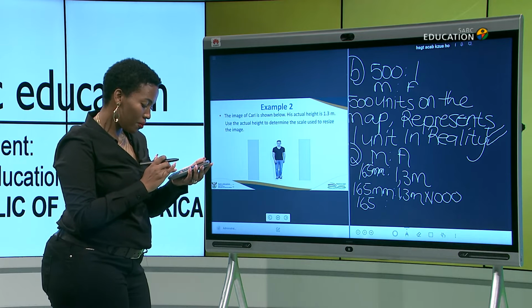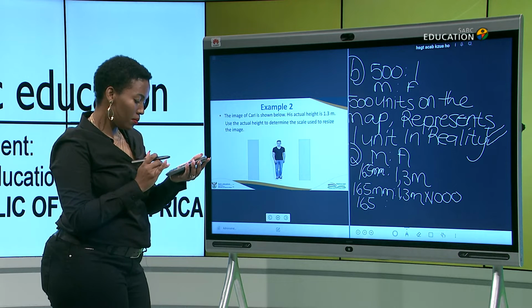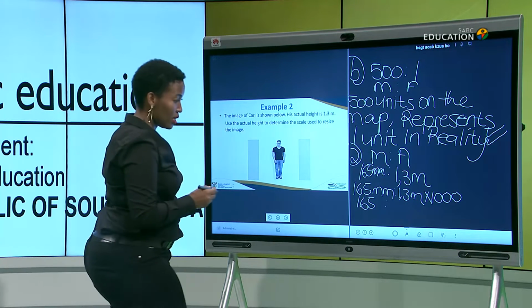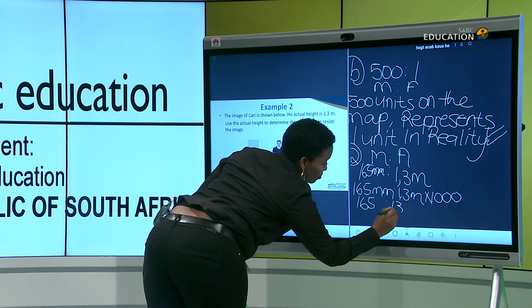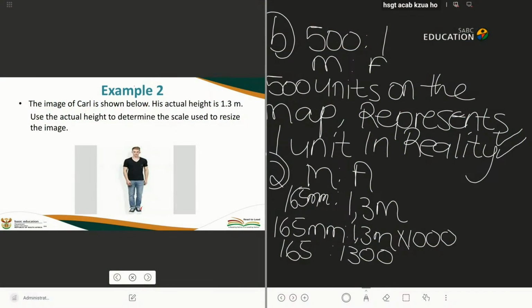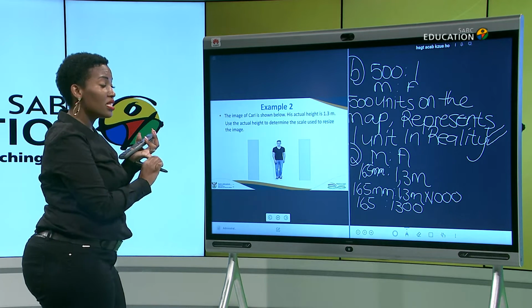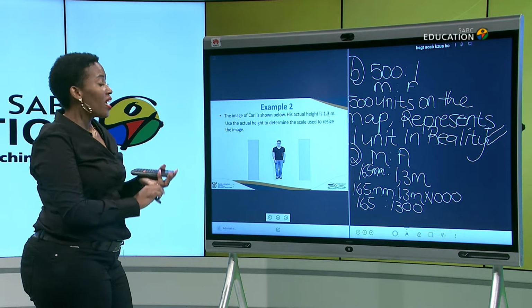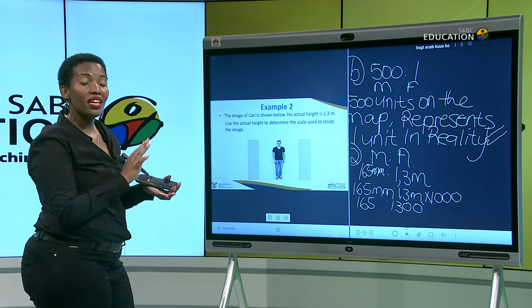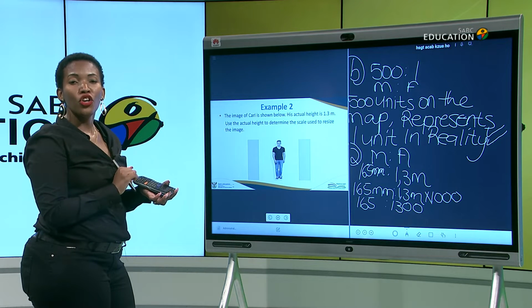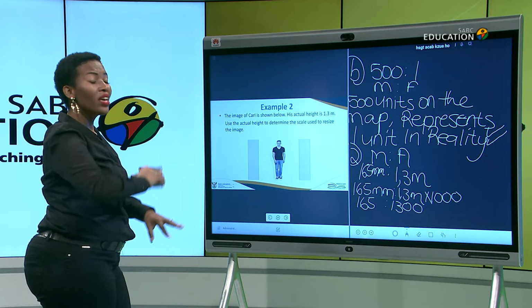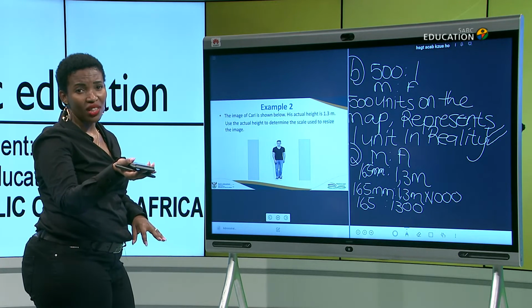So it is 1.3 multiplied by 1,000, which equals 1,300. Now, you will see that my units are now the same. That is why I'm not indicating any units. So the first thing, I've made my units the same, and I'm happy. And then secondly, is my scale in its simplest form? No, I still have 165. I have 1,300 on the other side.